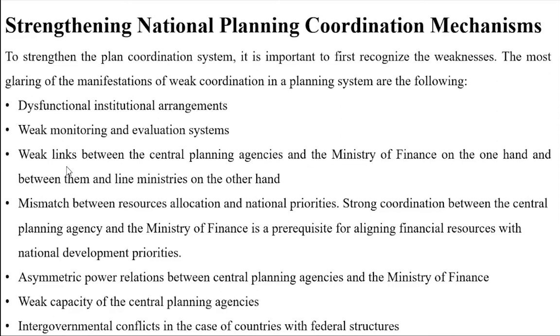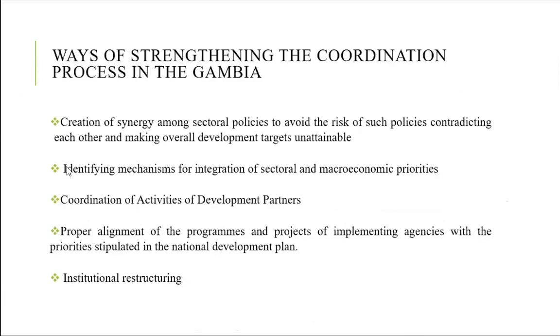Fifth is the asymmetric power relations between the Central Planning Agencies and the Minister of Finance. There's also weakness of the Central Planning Agency itself. Then intergovernmental conflicts, in the case of countries with federal structure, is a major problem of coordination, which Gambia can learn from in terms of finding ways of strengthening the coordination.